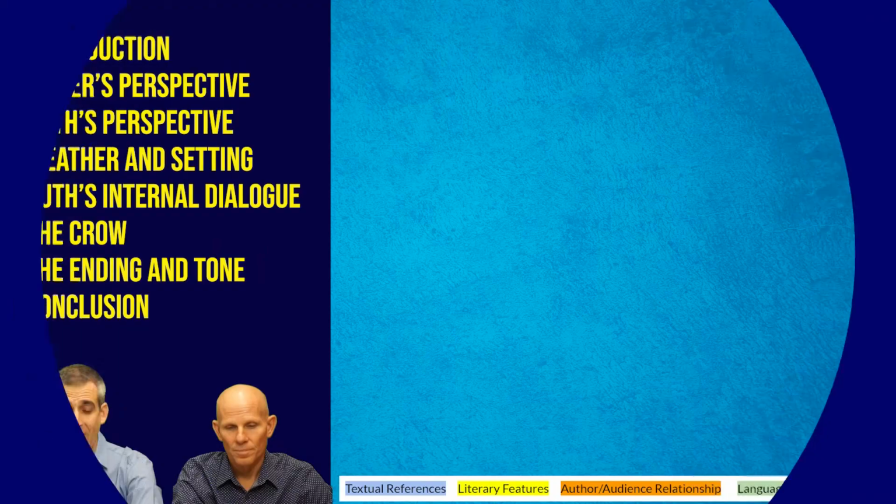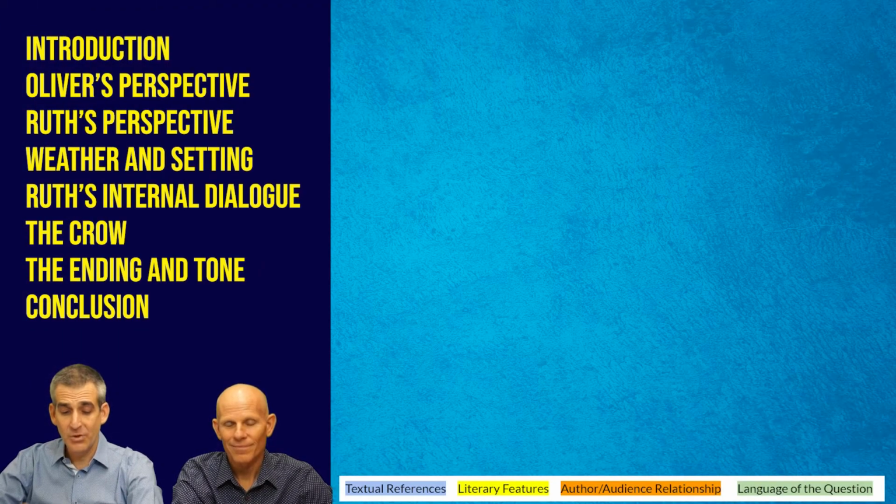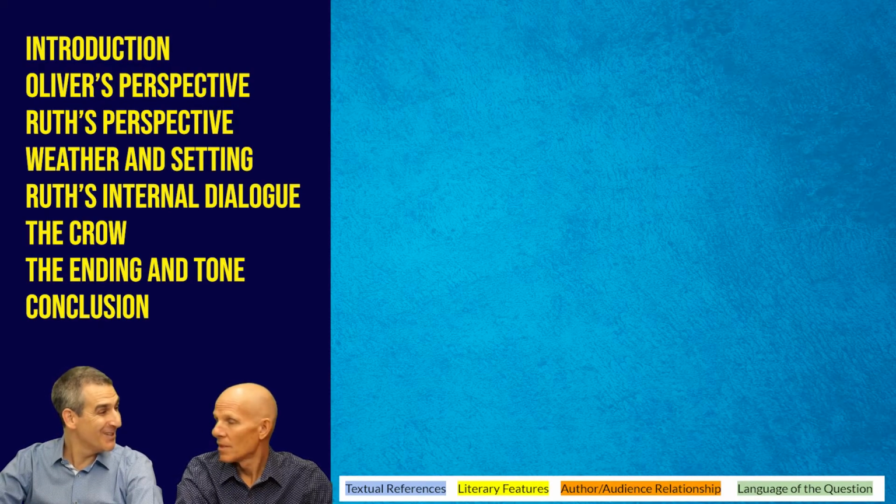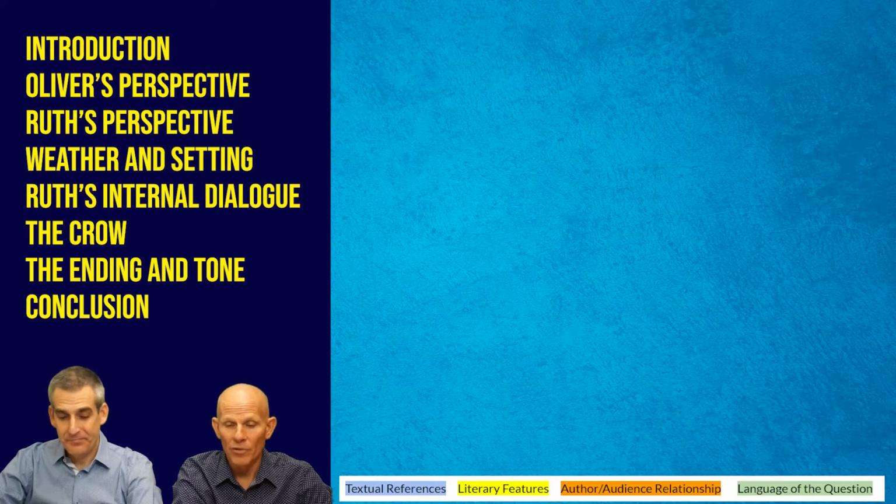A quick reminder of our highlighting protocol here. We're using blue for textual references. We're using yellow for the literary features. We're using orange for the author-audience relationship, and we're going to be using this green color to link into the key language of the question. Yeah, that's right. The guiding question is important, so you'll see the green is, again, and we also see some connections to the thesis as well.